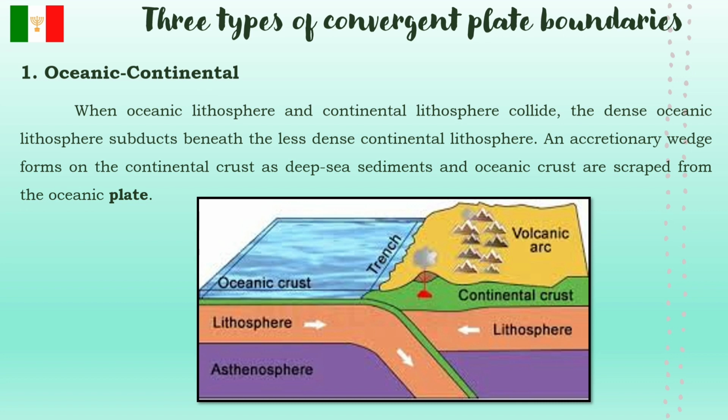When oceanic lithosphere and continental lithosphere collide, the dense oceanic lithosphere subducts beneath the less dense continental lithosphere. An accretionary wedge forms on the continental crust as deep sea sediments, and oceanic crusts are scraped from the oceanic plate.